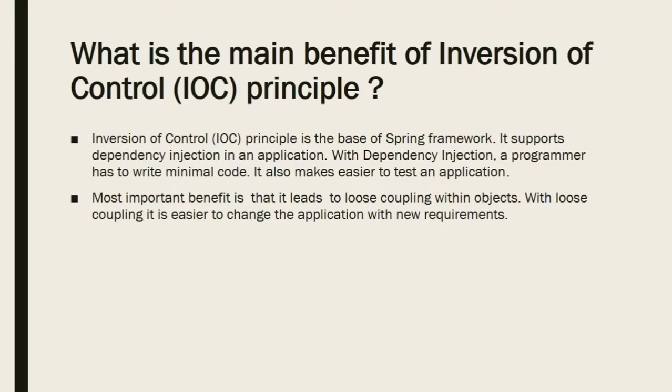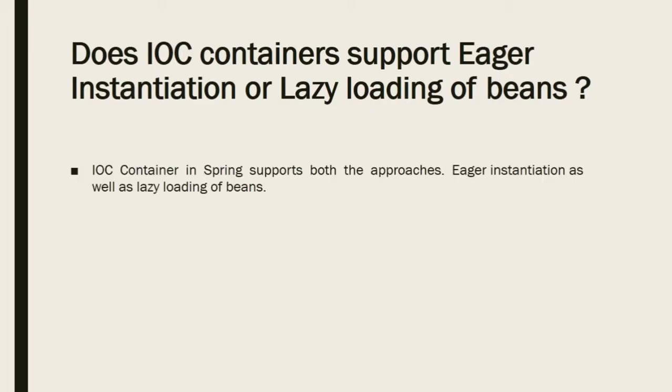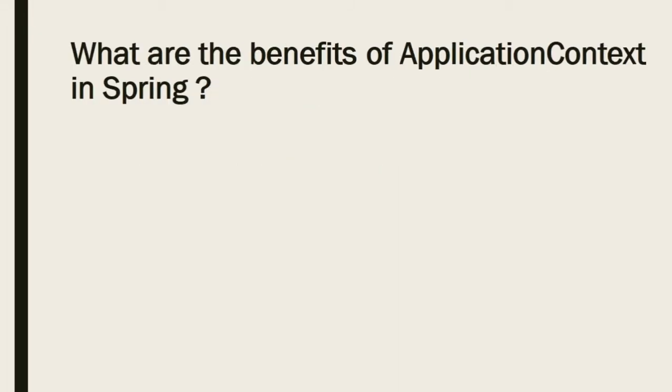So, does inversion of control containers support eager instantiation or lazy loading of beans? Inversion of control container in Spring supports both the approaches, eager instantiation as well as lazy loading of beans. Then, what are the benefits of application context in Spring?